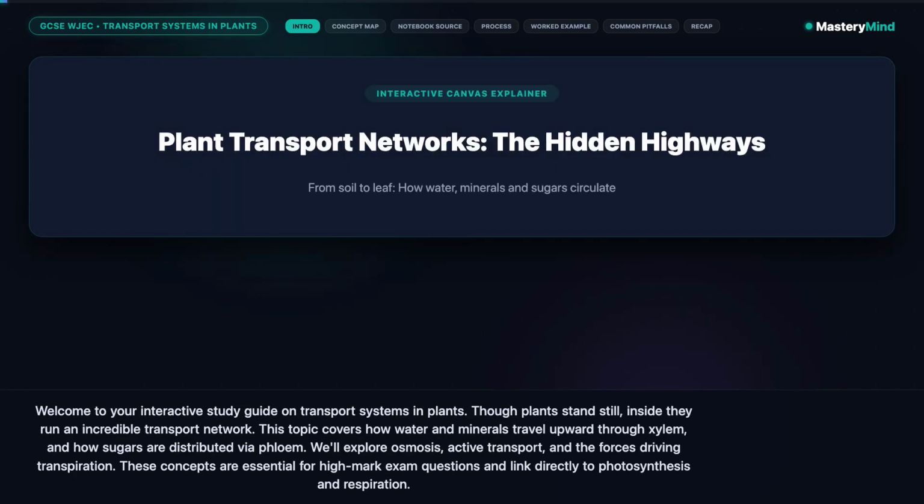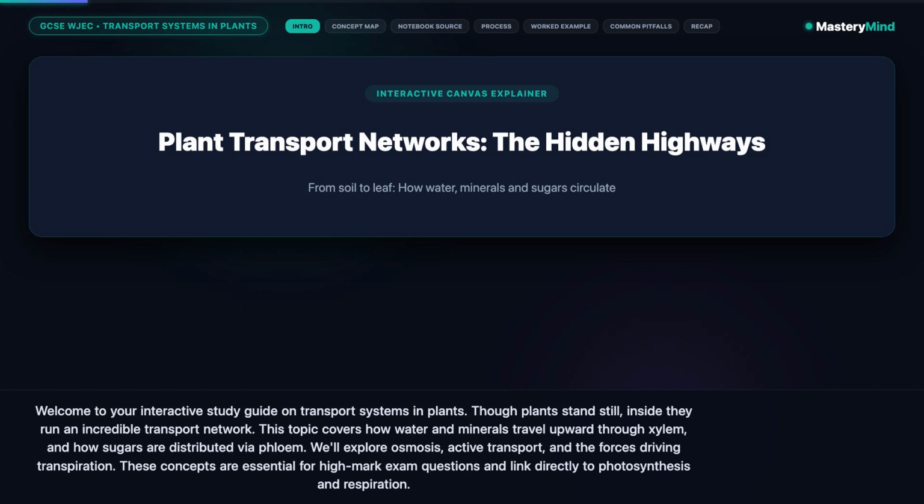Welcome to your interactive study guide on transport systems in plants. Though plants stand still, inside they run an incredible transport network. This topic covers how water and minerals travel upward through xylem and how sugars are distributed via phloem.